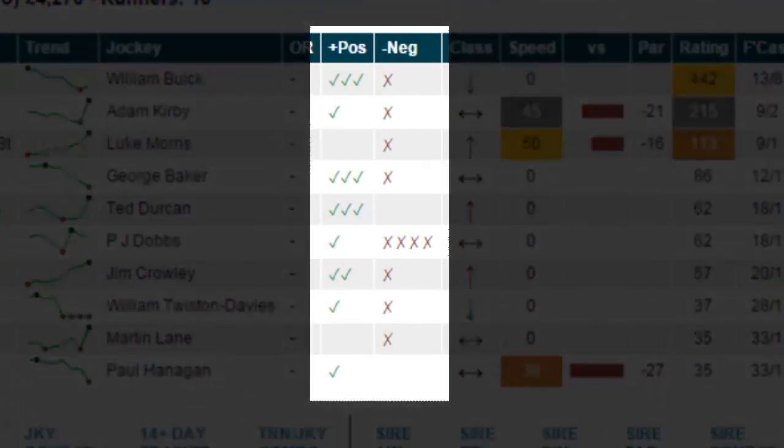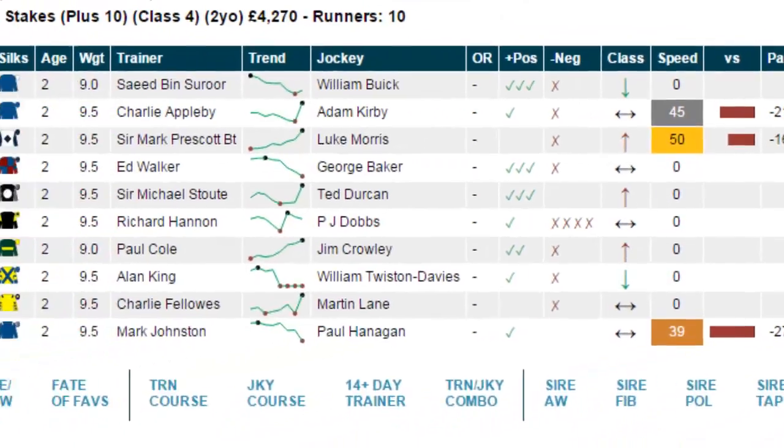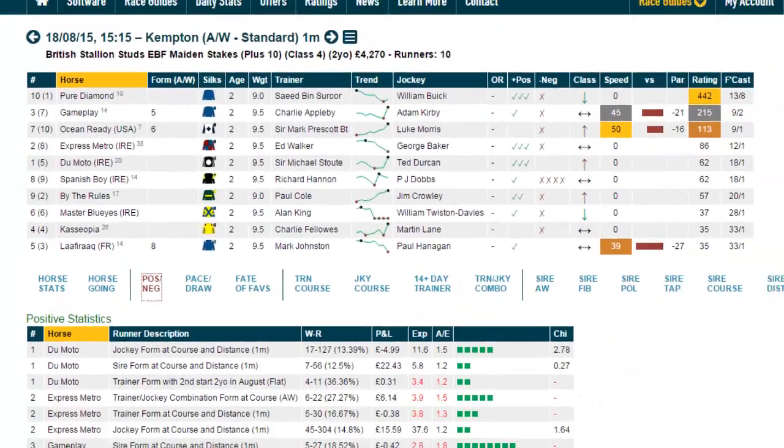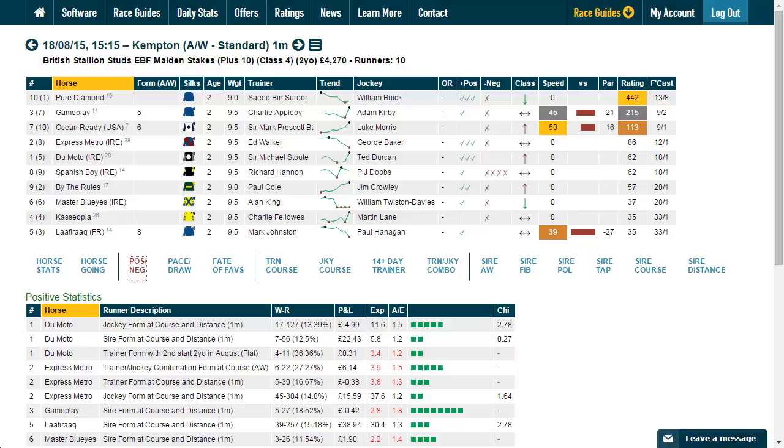The positive and negative indicators are split into two columns. Positive indicators have green ticks, and in this column, negative indicators have red crosses. So for example, Pure Diamond has 3 positives and 1 negative. So while you're scanning our race guide, you can quickly get a feel for and consider the positives and negatives for each horse.